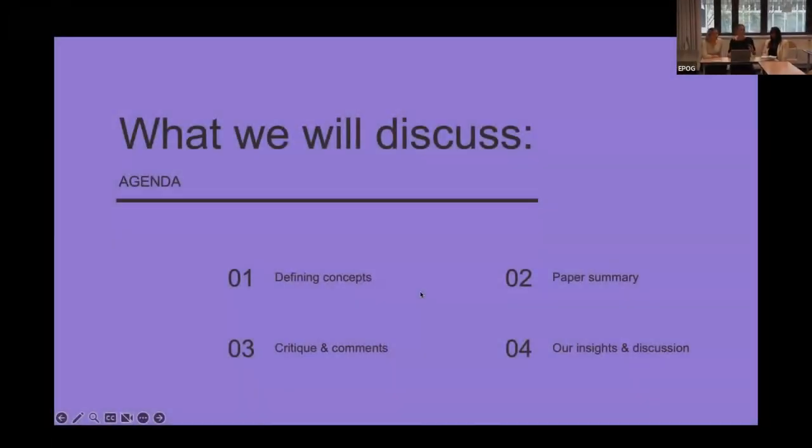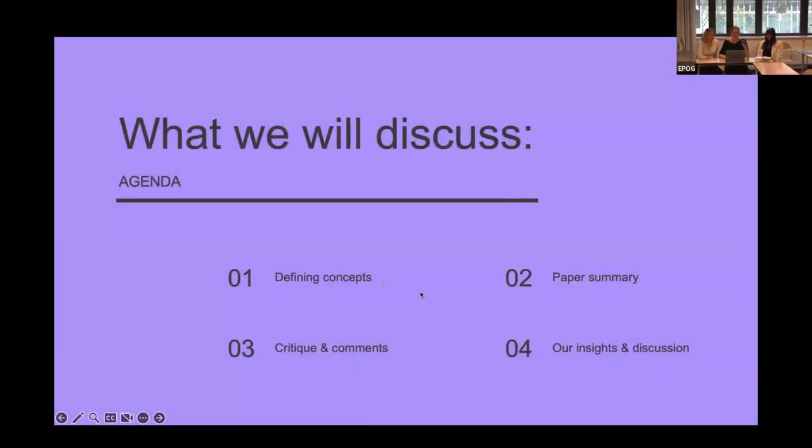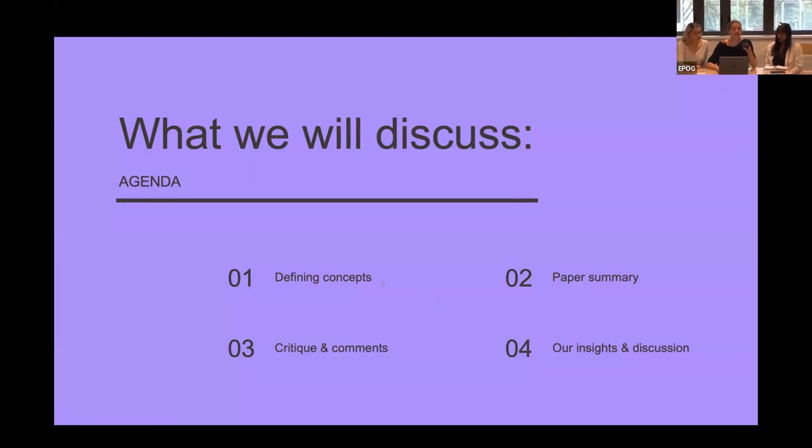So what we're going to do now, first we will try to define gender as it is used in the paper, give you again a brief summary of the paper, try to give you also a bit of additional literature, then dive into critiques and comments we have on the paper, and then we will try to spark a discussion.